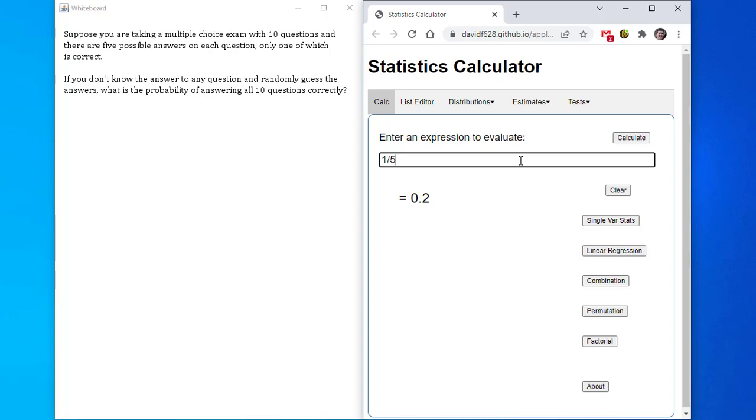We're joining all these probabilities together with the word and. When we join probabilities together with the word and, we need to multiply those probabilities together. So I'm going to take 0.2 raised to the 10th power, because that'll be the probability of answering all 10 questions correct. So when I get this answer, I come up with a value that looks like this, 1.02 e minus 7.